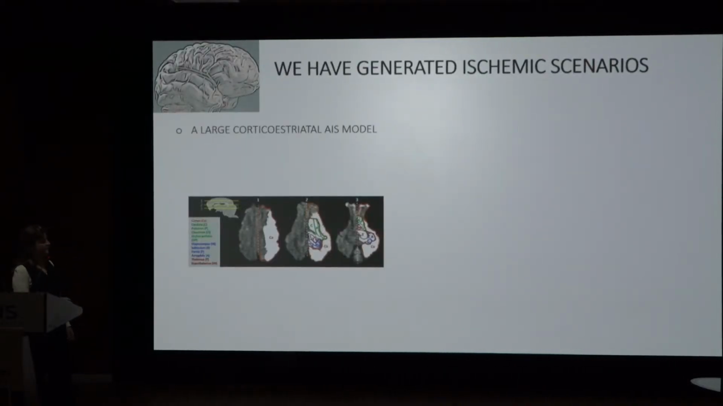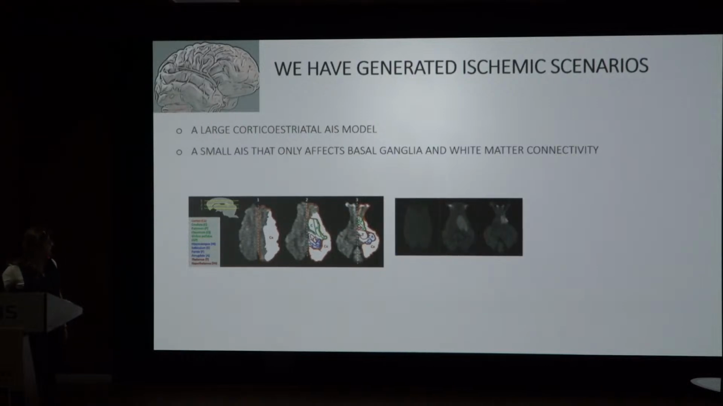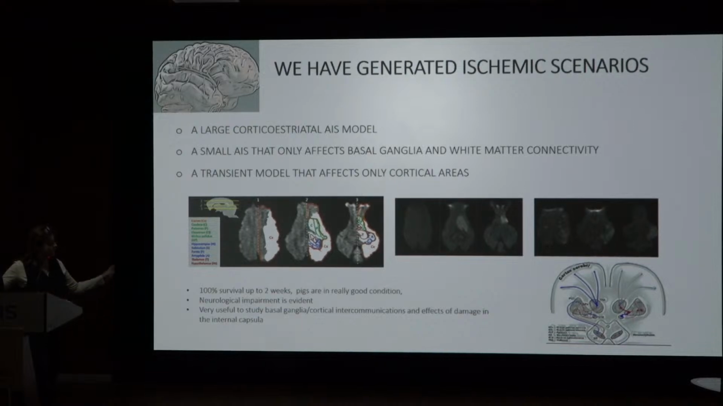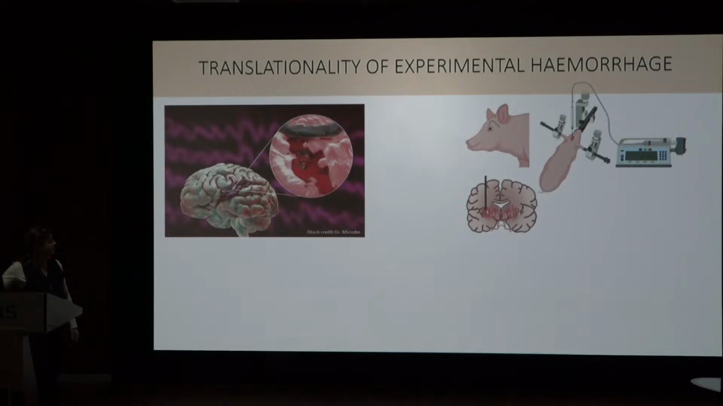So we have generated, with a system that is not very different, 3 different stroke models. A large cortical-striatal model, a small one that only affects basal ganglia and white matter connectivity, and a transient model that affects only cortical areas. And by using one or the other, we can determine the changes in brain connectivity and how having damage in the cortex affects the striatum or the other way around. And it happens that our lab requires comparing blood of ischemic and hemorrhagic animals.